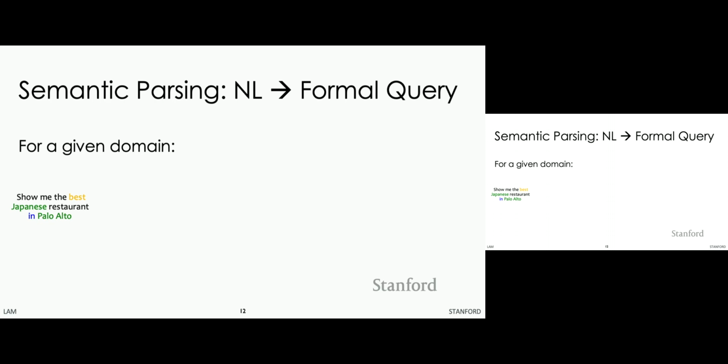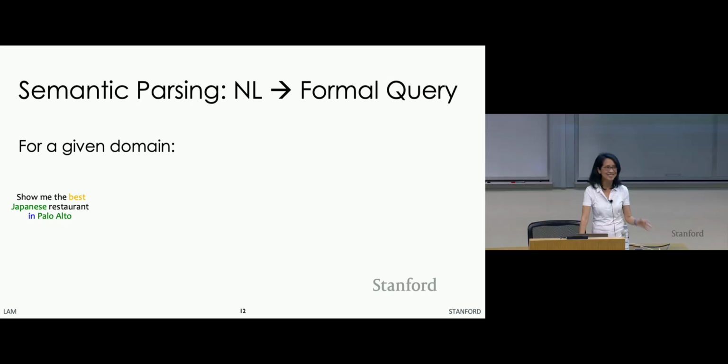Do you know how to express this in SQL? How many do? What would that look like? I don't know the exact one, but you would first search for probably Japanese restaurants, and then group them by location, Palo Alto, and then get the max if they have a score or something.